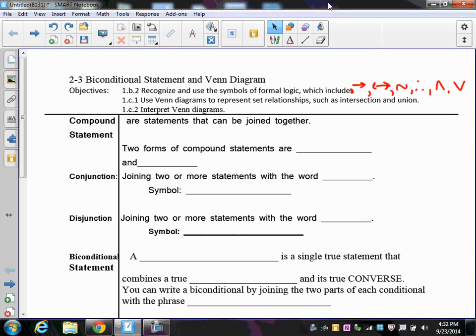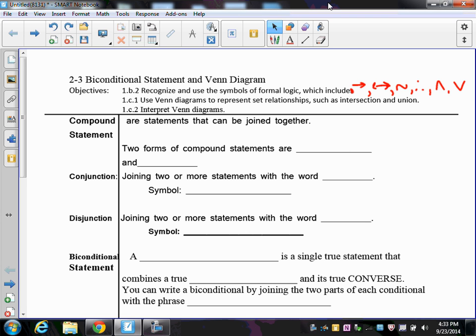These are the notes for section 2.3, where we're going to talk about biconditional statements and Venn diagrams. The objectives are taken straight from the state. 1B2 says recognize and use the symbols of formal logic, which include these symbols here that I drew. They're not on your notes, so make sure you write those in. 1C1: use Venn diagrams to represent set relationships such as intersection and union. And 1C2, which says to interpret Venn diagrams.